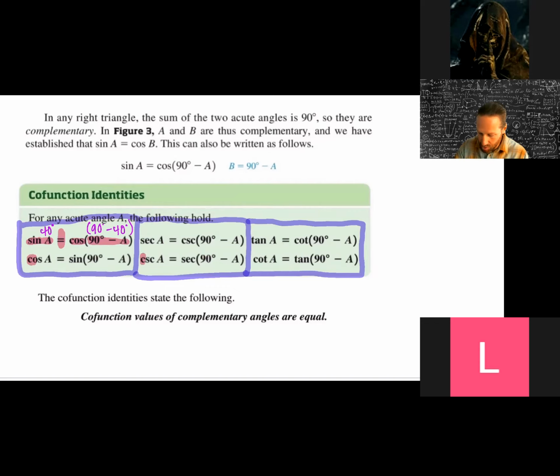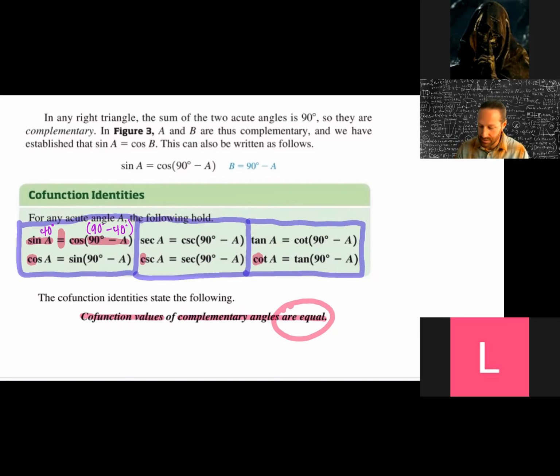Cosine, cosecant, cotangent, because they are cofunctions, which means they're complementary. And if they are complementary for those cofunctions, then we know their values will be equal. All right.